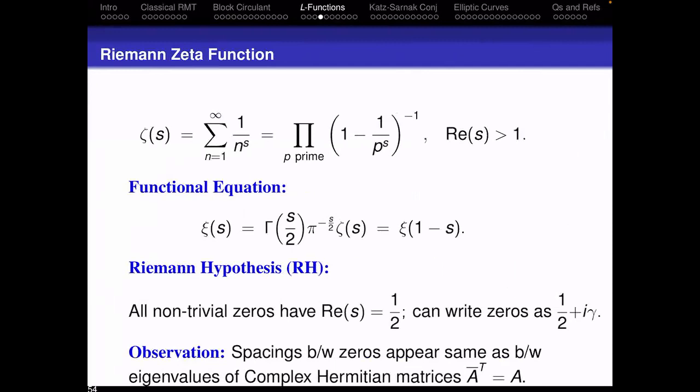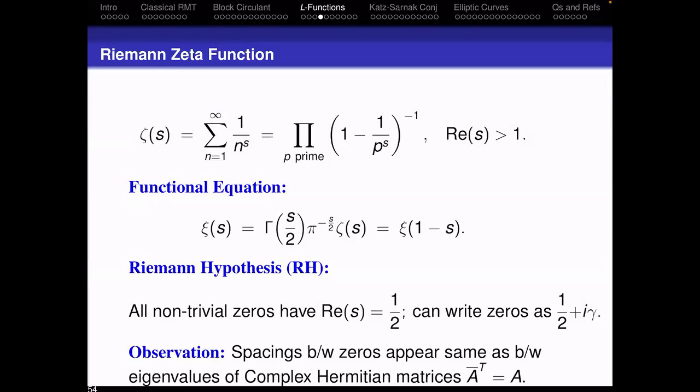So we talked about the functional equation and analytic continuation, extending it to being defined over the entire complex plane. It has a simple pole of residue 1 at 1. And the Riemann hypothesis is that all of the non-trivial zeros have real part 1/2, so that you can write the zeros as 1/2 plus i gamma. What that means is there is a natural spacing between the zeros. You can talk about the first zero, the second zero, the third zero, the fourth zero.